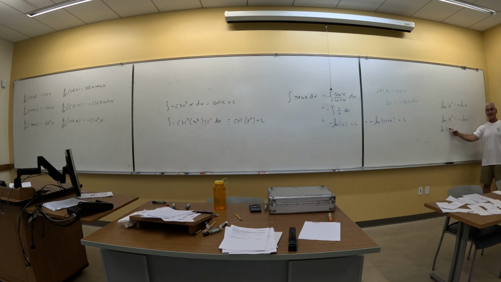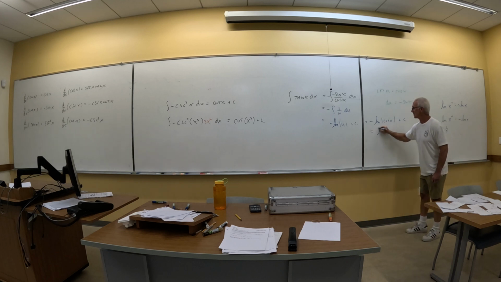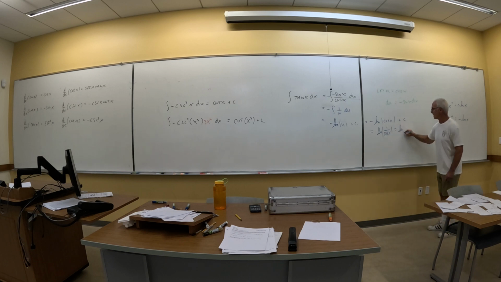So this, by the way, is an absolute identity. The log of 1 over x is the negative of log x. Now, if x can be whatever it is, we don't worry about it. But these are an identity. So that means that this is the log of 1 over cos x, which is absolute value, which is the log of secant. And that's the formula that everybody uses.